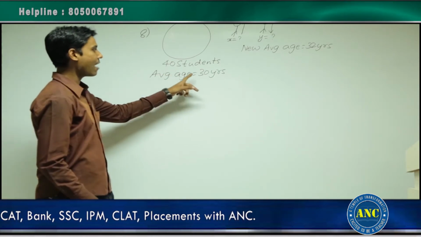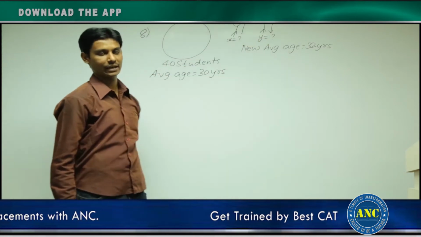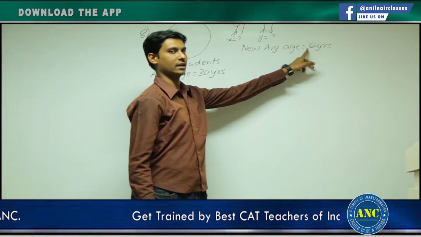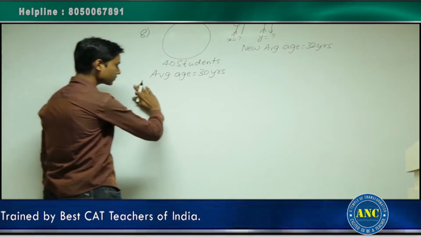40 students are there, average age is 30 years. One student joins the class, at the same time one student leaves the class. Now the new average age becomes 32 years. What is the age of the student who leaves the class? Right? Now see here.